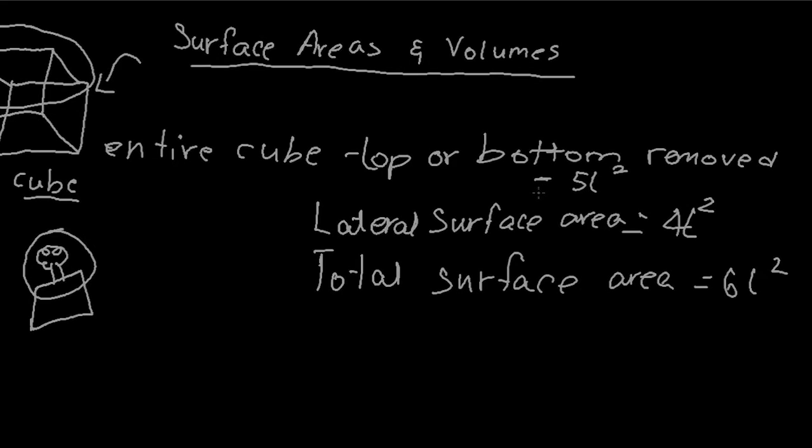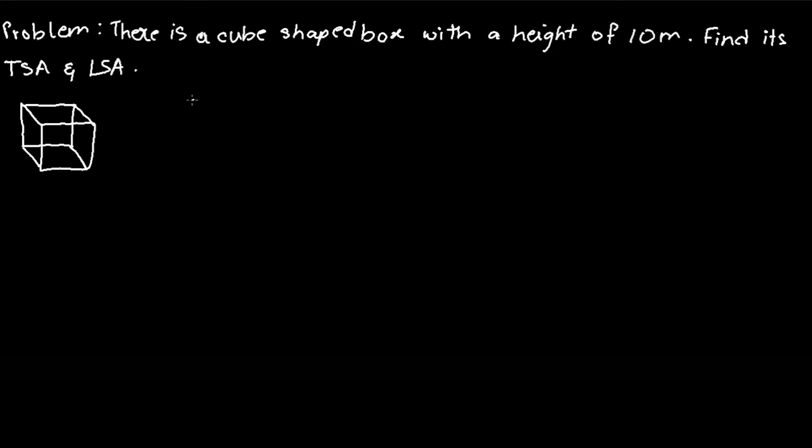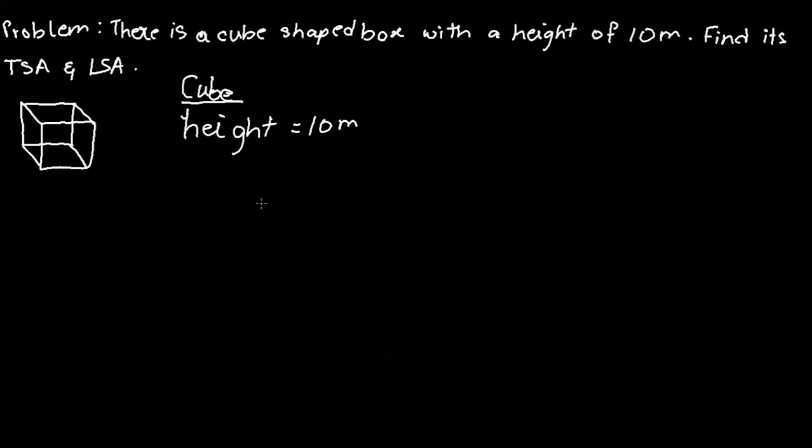So let's go. Okay, we're back with this problem. Let's read out the problem. There is a cube-shaped box with a height of 10 meters. So we can go ahead and note that down. Height, 10 meters. And we need to find its total surface area and lateral surface area. So we have a cube, and its height is 10 meters.